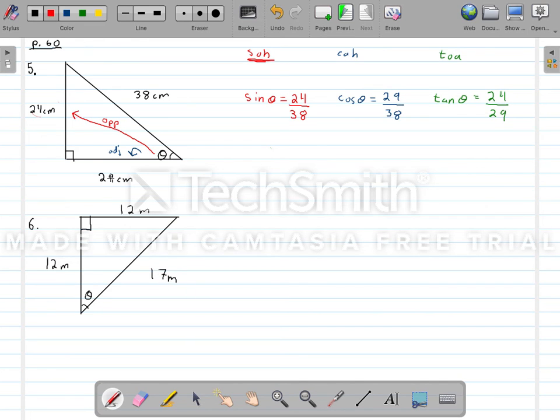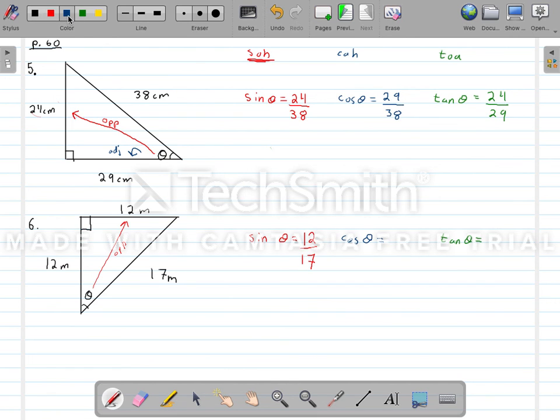Okay? What is our sine theta, cos theta, and tan theta going to equal? All right, let's fill this in. Sine theta equals what? So sine theta will equal our opposite. Here's our opposite. Okay, this is the opposite over the hypotenuse. Our hypotenuse is 17. So sine theta will equal 12 over 17.